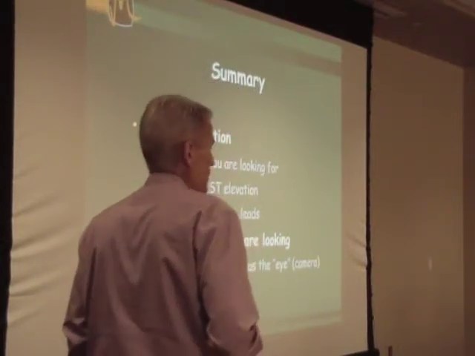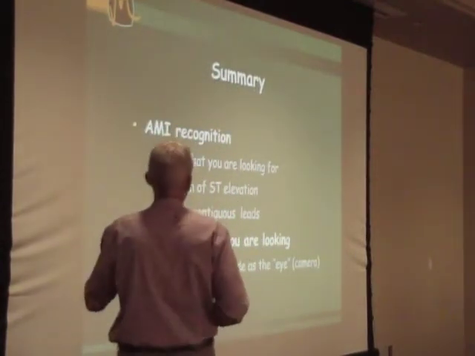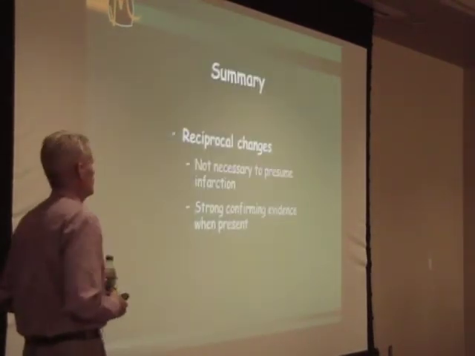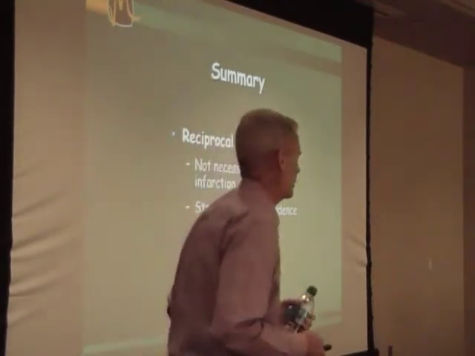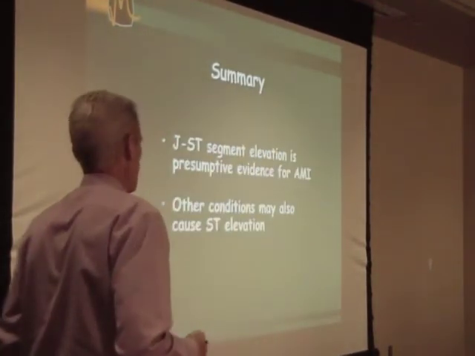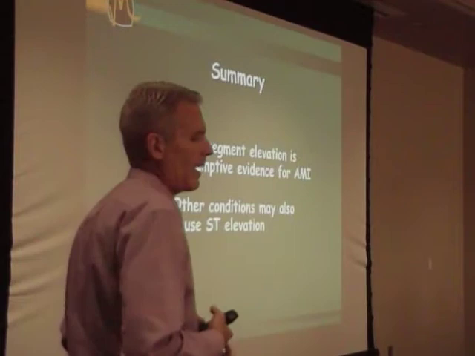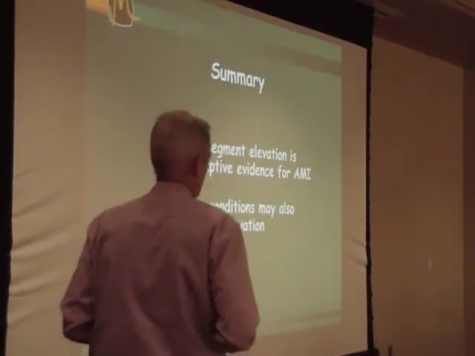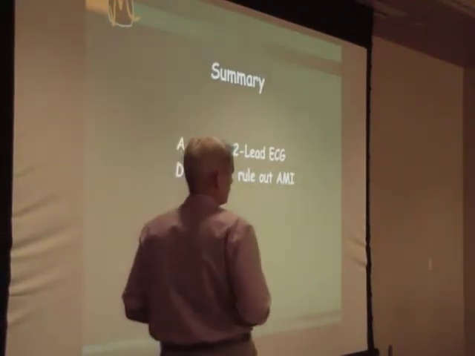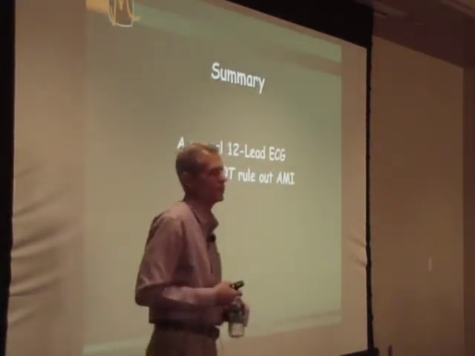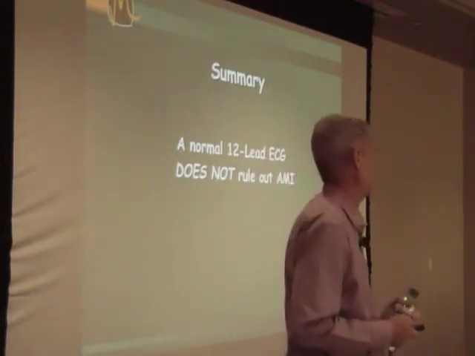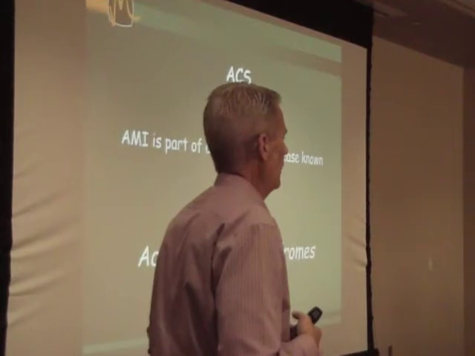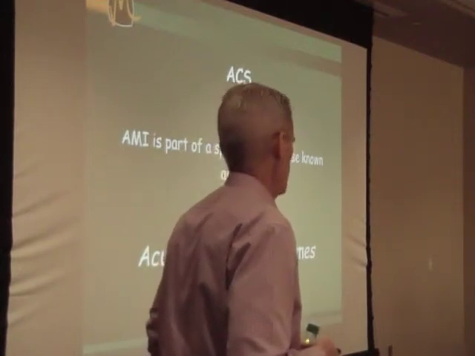So just to summarize this first module, we know what we're looking for. We know where we're looking as far as our lead views. We talked about reciprocal change and what importance that is. And we know that when we have an indicative pattern, it's presumptive evidence of an acute MI, and it's also the indication for acute reperfusion therapy. And I know I keep going back to this, but it's vitally important. And in modules 3 and 4, we're going to talk about the acute coronary syndromes.